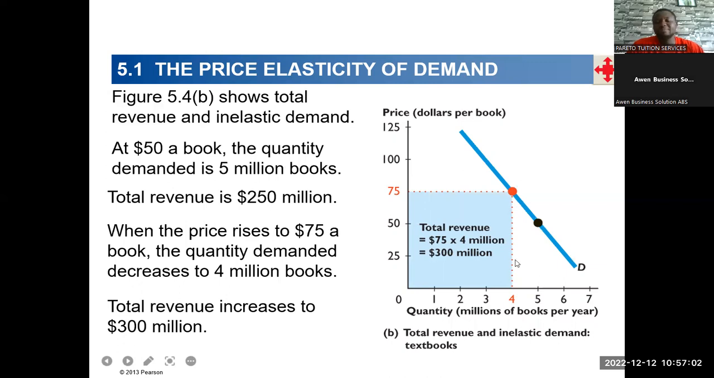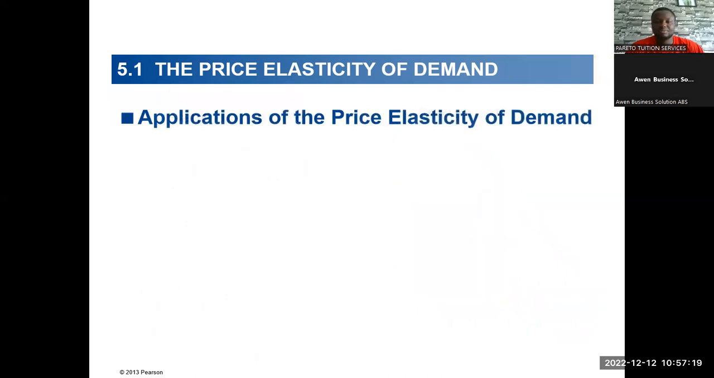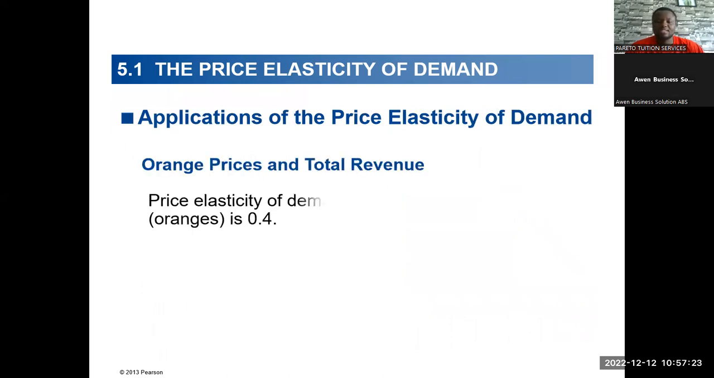So this means that demand is what? Inelastic. So whenever you increase price and there's an increase in total revenue, it means your demand is inelastic. If you increase price and total revenue falls, it means that your demand is elastic. Are we together? Yeah.